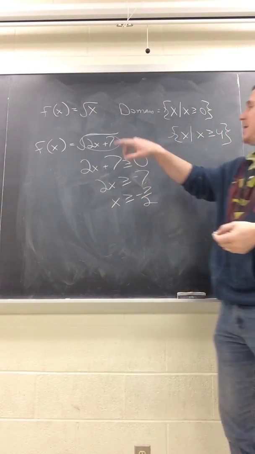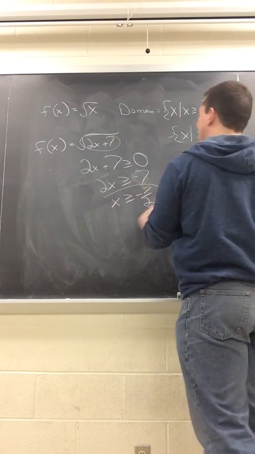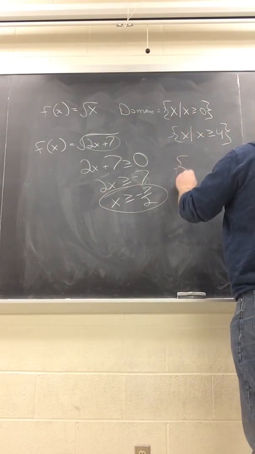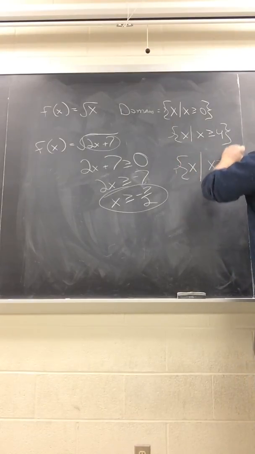Those are all the x's that if I plug them in here, the square root will be greater than or equal to 0. So that's my domain. Again, to write it formally, the set of all x's such that x is greater than or equal to negative 7 over 2.